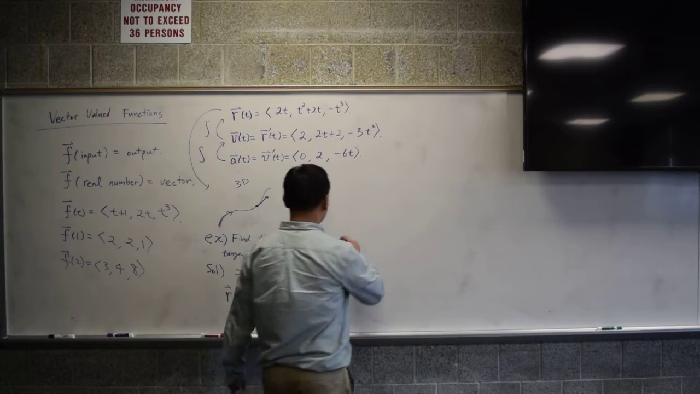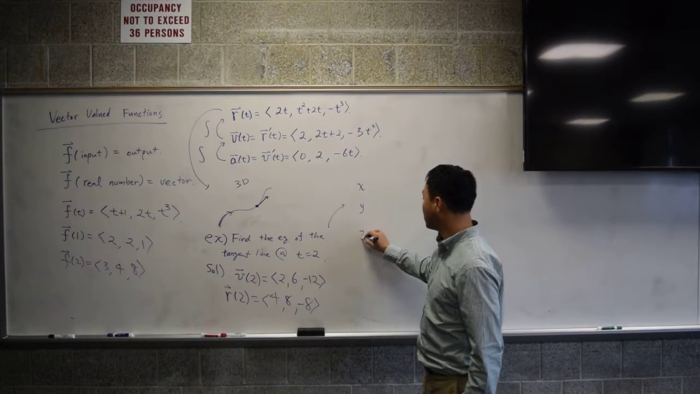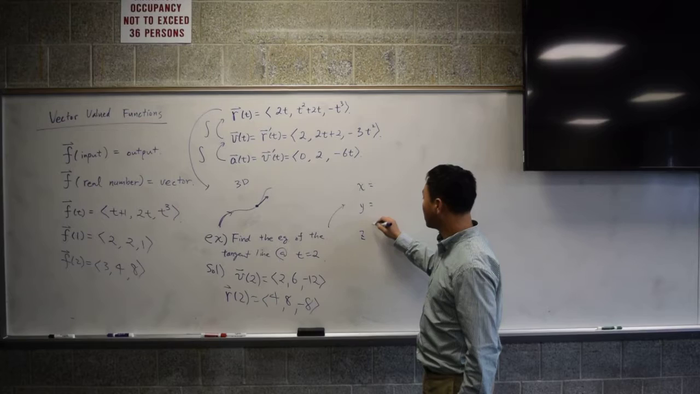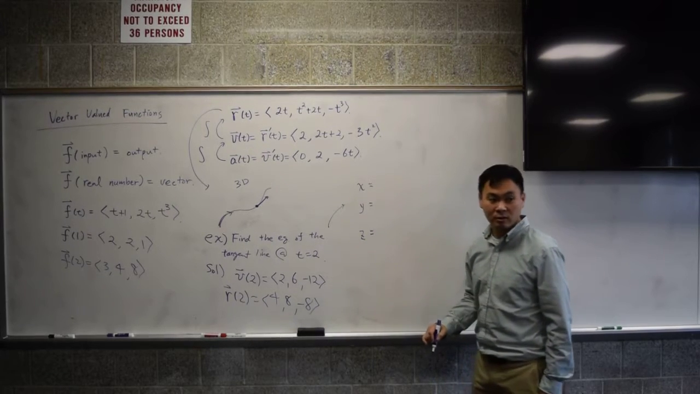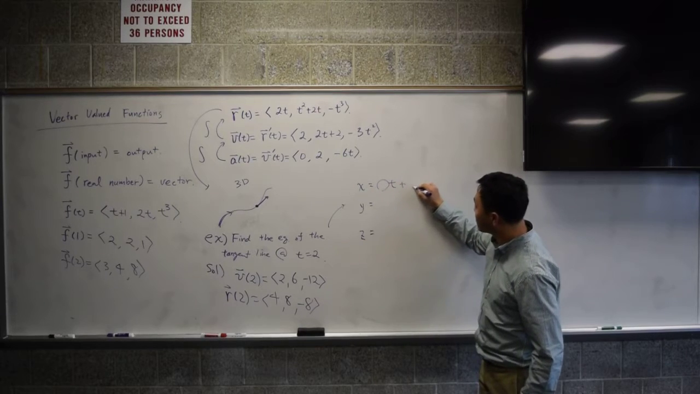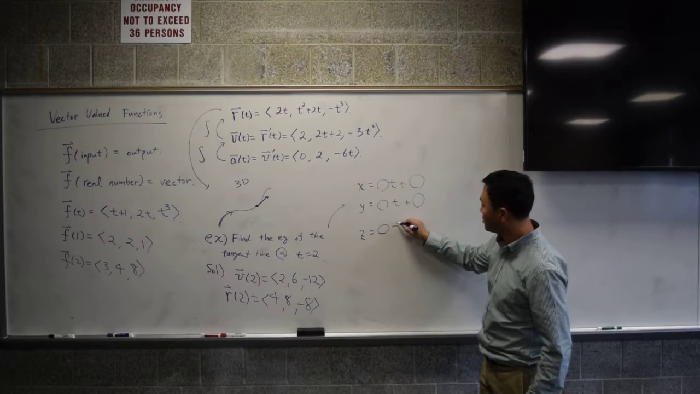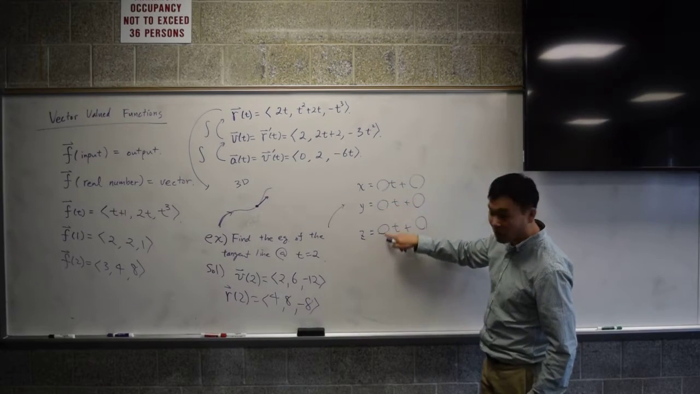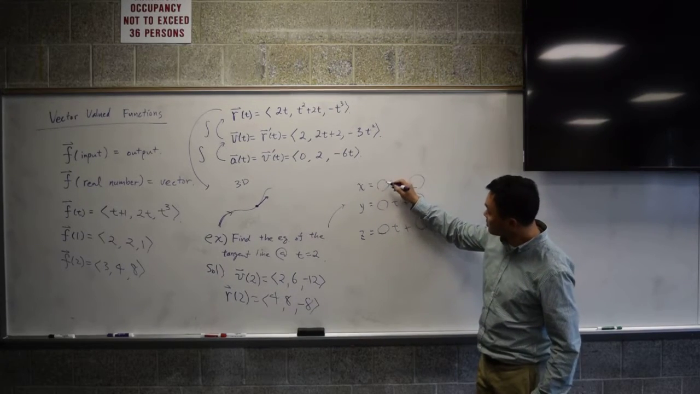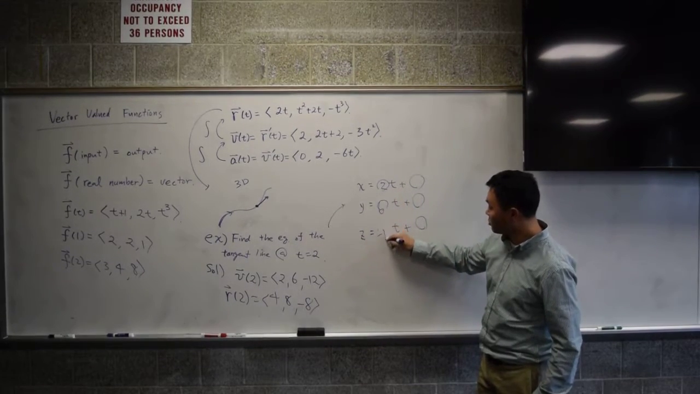What's the line equation then? The line equation is (x, y, z) equals a times t plus x1, so it'll be something t plus something, something t plus something, something t plus something. This is the direction, right? And you put 2, 6, negative 12 here.